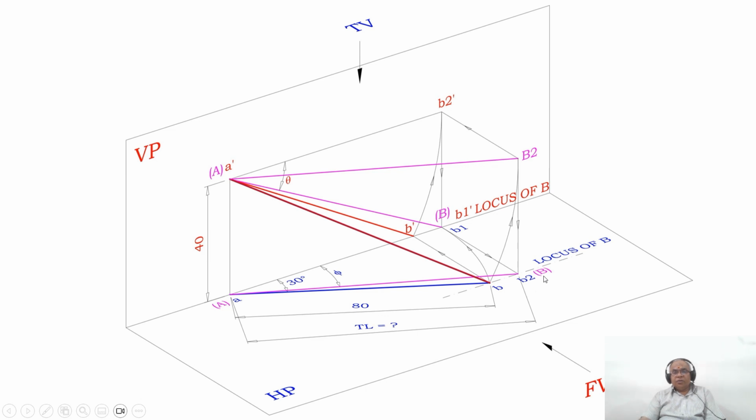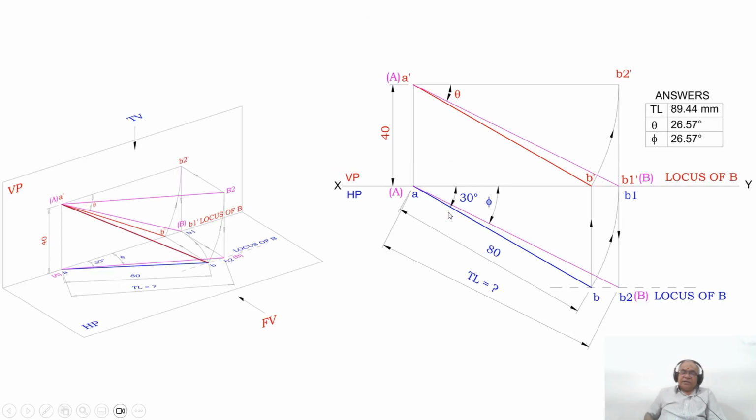So you get that B2, which is capital B, and you have capital A. You know that this is the true length in HP because this line is parallel to HP in the front view, so that can be seen only in the front view. Parallel to HP I cannot see from the top view, and parallel to VP I cannot see from the front view. So this is how you will be able to analyze this drawing in 3 dimensions. Now how to do that? By considering it in 2 dimensions.